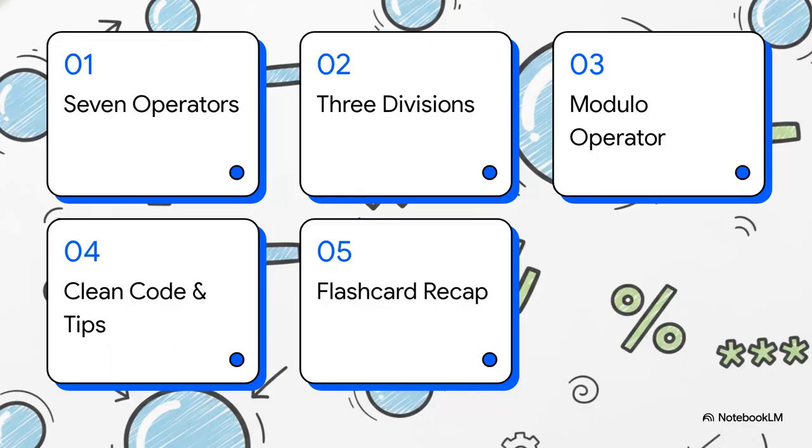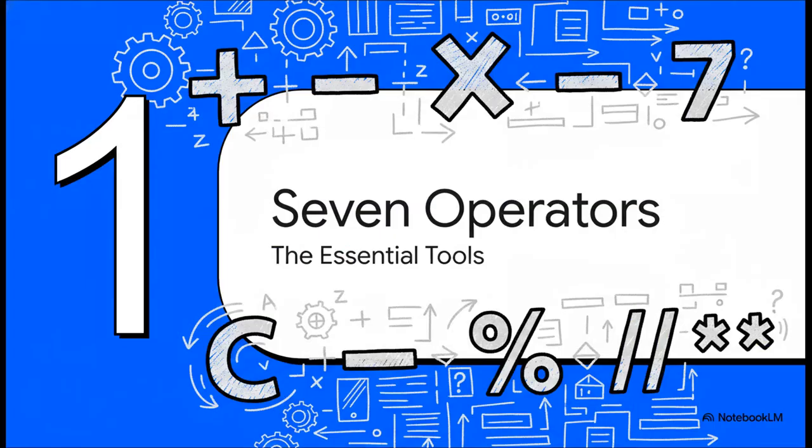Here's our roadmap for today. We'll hit Python's 7 arithmetic operators, master its 3 divisions, uncover the underrated modulo, look at some pro tips for clean code, and finish up with a quick flashcard recap. All right, Section 1, Python's 7 arithmetic operators.